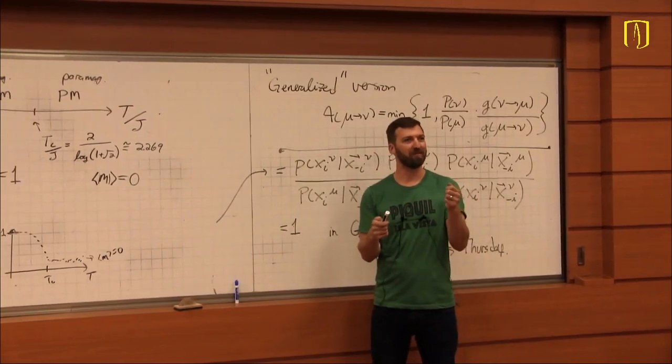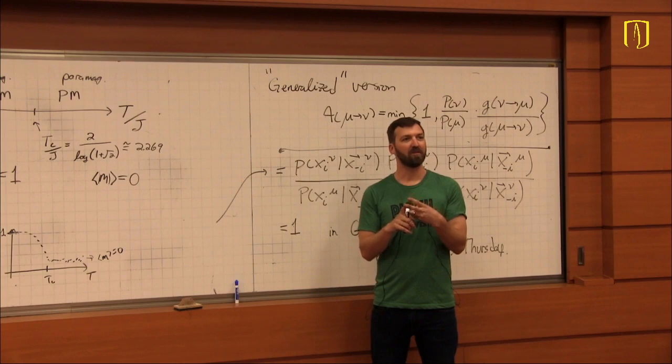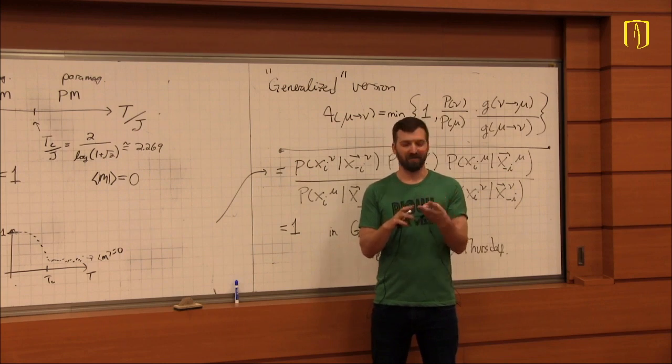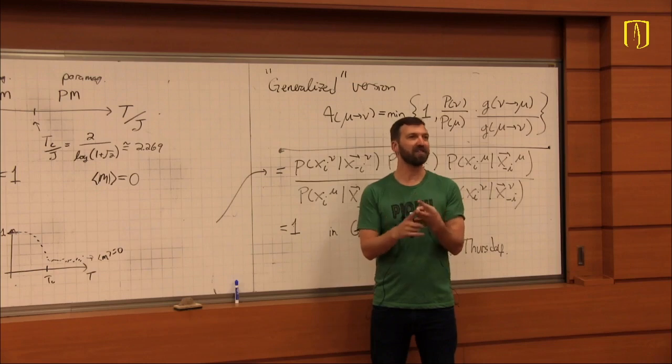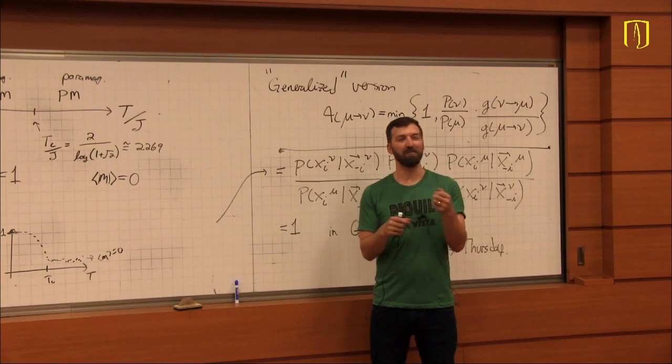No, wait, I understand that because of detailed balance you converge eventually to the right distribution. The problem is the eventual part. The question is, eventually, right? So there are two answers to that. One is the fact that you have to be ergodic. I just vaguely defined the concept of ergodicity, which is the concept that every mu has to be connected to every nu.